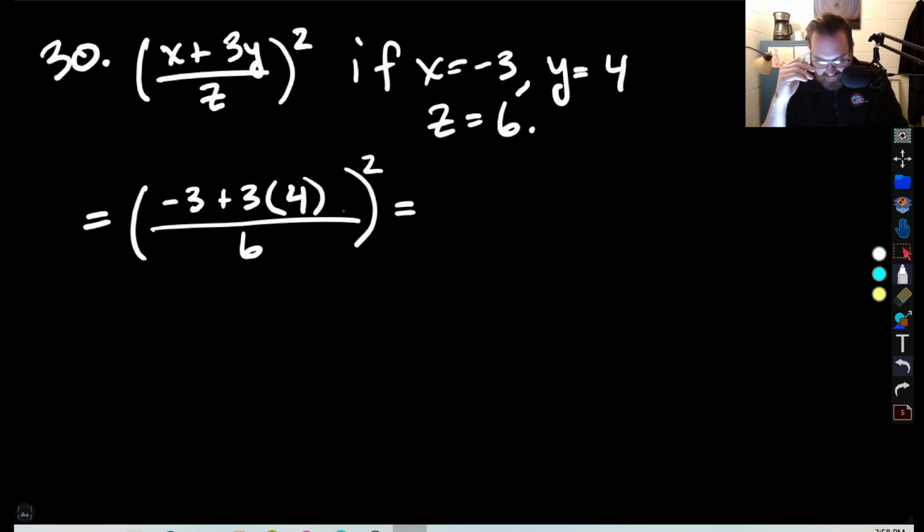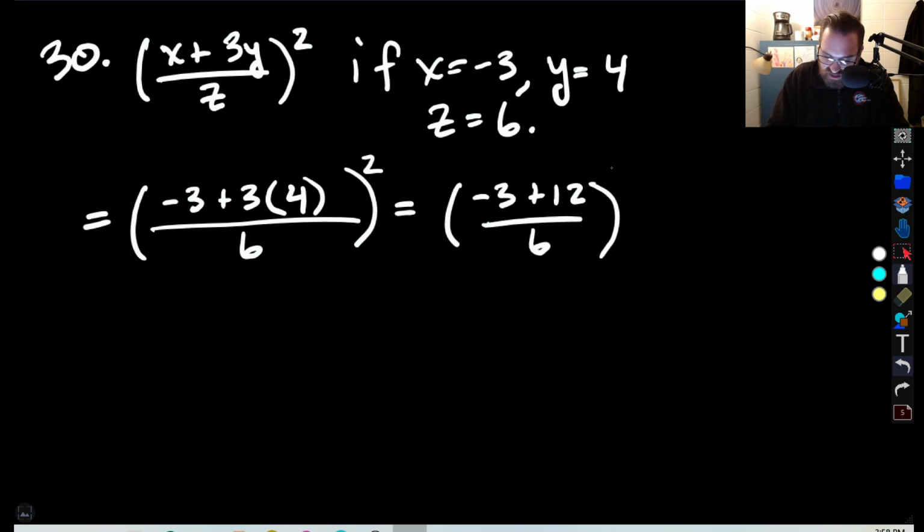So if I'm doing order of operations, I always do multiplication before I do addition. So on the inside, I have a minus 3 plus 12 divided by 6, all raised to the second power. Now I can do my addition inside of that piece. Again, remember, it's grouped, so it's kind of like that dream within a dream. So in this case, I'm going to get a positive 9 divided by 6 squared.